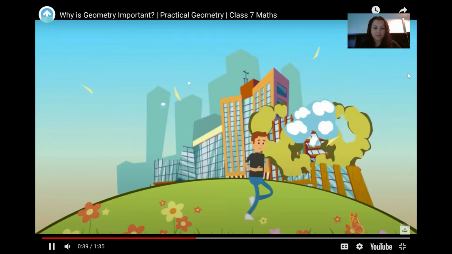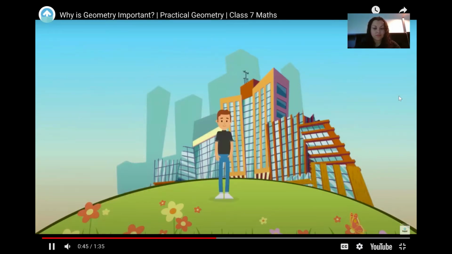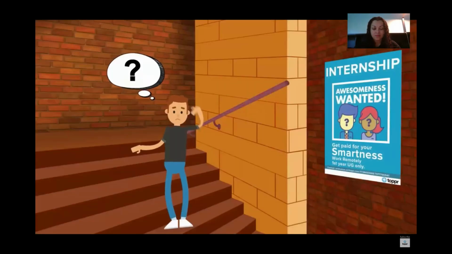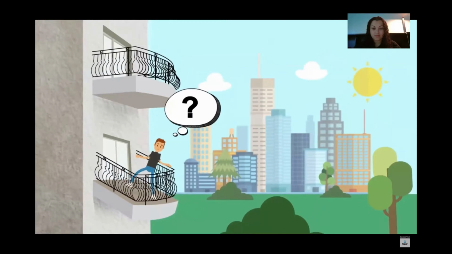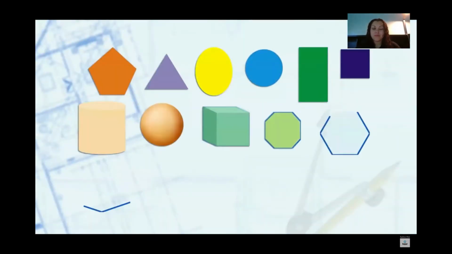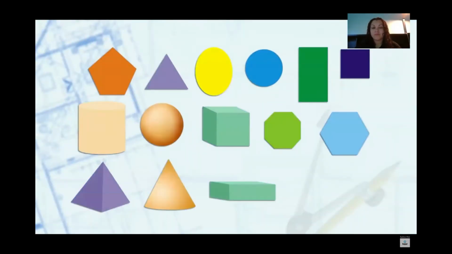But it's not just about the big monuments. Faulty designs can ruin our daily lives too. Imagine having a staircase like this, or a balcony like this. There are just so many things that can go wrong with inaccurate geometry. This is essentially why architects are so concerned about the accuracy of geometrical shapes.